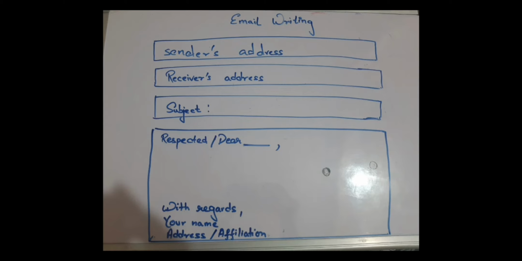Then you will write your name, your address, and if it is not your address, then your affiliation. If you are a student writing to a principal, it's better to write your affiliation, which class, which section, which year you belong to. So those things become very important. According to the mail, if you are sending it to relatives, you can write your address. If you are sending it to your colleagues or official friends, then you will write your affiliation.